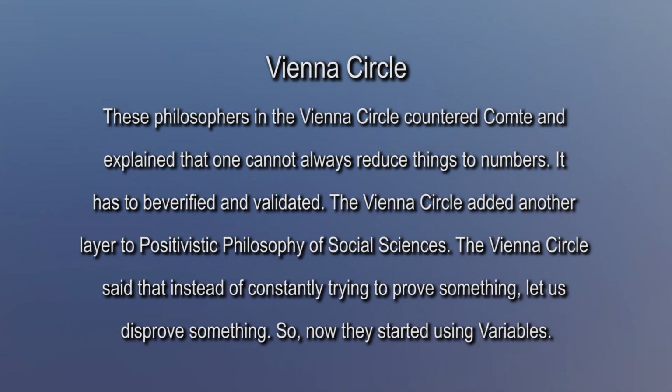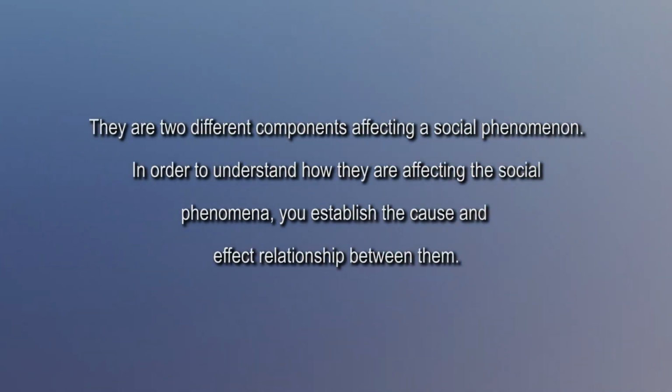The Vienna Circle now said that instead of constantly trying to prove something, let us disprove something. So now they started using things such as variables, which are two different components affecting a social phenomenon. Now, in order to understand how they are affecting the social phenomena, you establish the cause and effect relationship between them.